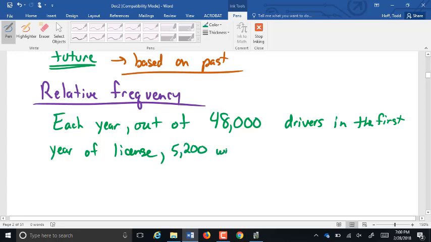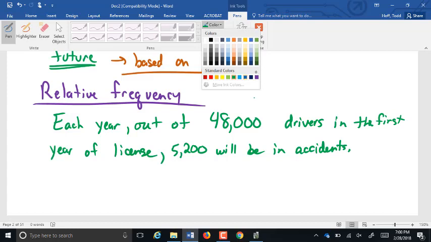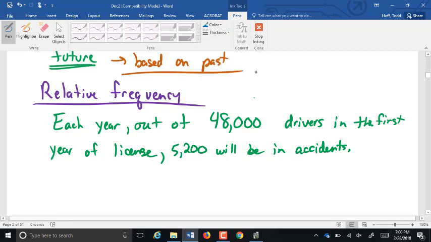$5,200 will be in accidents. So what this is telling us, based on past experience over the past several years, there's about 48,000 new drivers every year. And of those 48,000, about 5,200 of them have accidents in that first year.